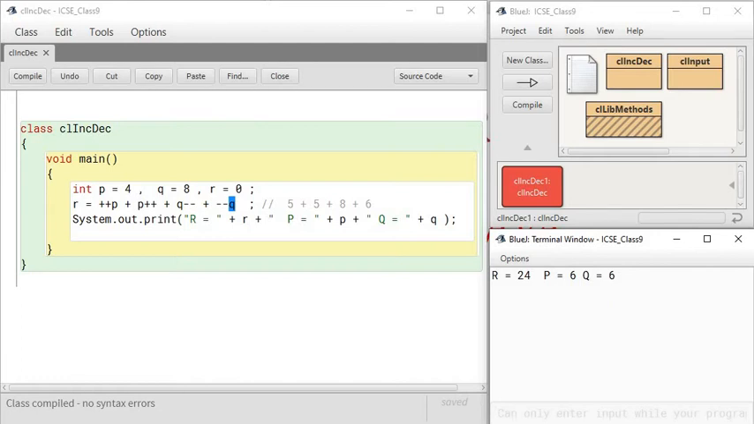And the value of P is becoming 6 because 4 is becoming 5, which is becoming 6. And the value of Q is becoming 6 because 8 is becoming 7, which is becoming 6. Okay, coming up is one more example.